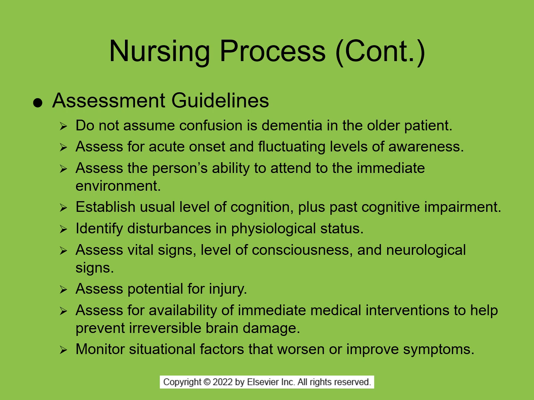Assess all of their vitals and do a neurological assessment on this client. Are they at risk for injury or potential injury? Assess for availability of any immediate medical intervention to help prevent brain damage. We know if we don't treat that UTI, it can lead to sepsis, which can lead to brain death. It can become systemic, so we have to make sure. Monitor any situational factors that worsen or improve symptoms.